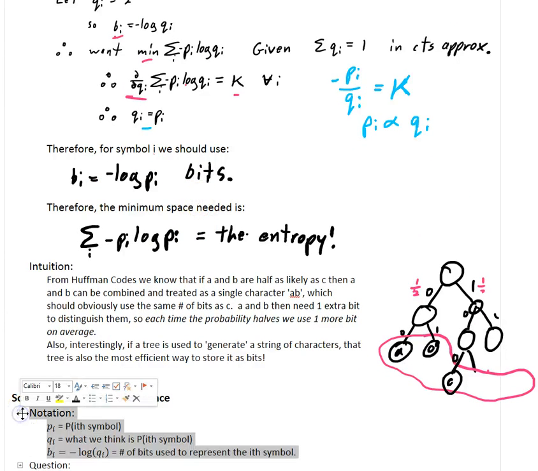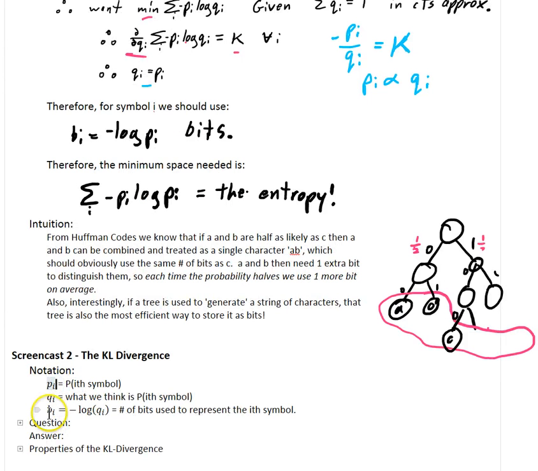So first of all, a little bit of notation. P_i, Q_i will be what we think the probability of the ith symbol is, where the actual probability is P_i, okay? And so based on these incorrectly assumed probabilities, we're going to come up with how many bits we use, which will be negative log of q_i. So the question is, given that we have these incorrect beliefs and therefore we use the wrong number of bits, what is the expected cost of having the incorrect belief about the probabilities?